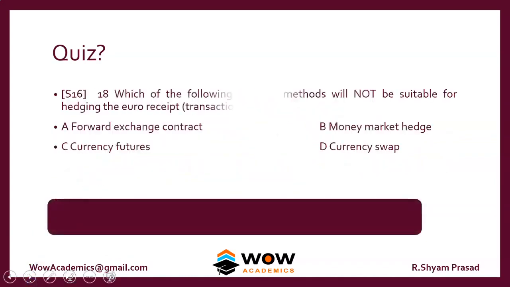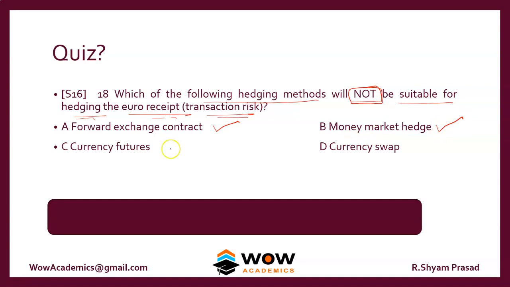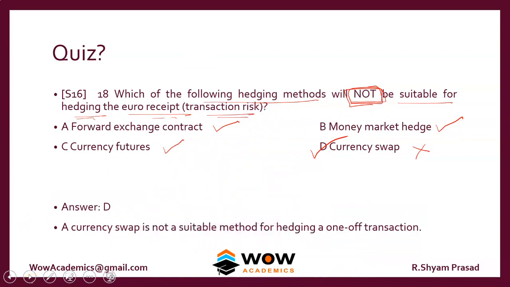So we have another question. Which of the following hedging methods will not be suitable for hedging the euro receipt, that is a transaction risk? Forward exchange rate can be used for transaction risk. Money market hedge can be used for a transaction risk. Currency futures can be used for transaction risk. But currency swap is a longer term arrangement, so you cannot use it for a transaction risk. So he's asking which of the following is not suitable. So currency swap is not suitable for transaction risk. The answer is D.